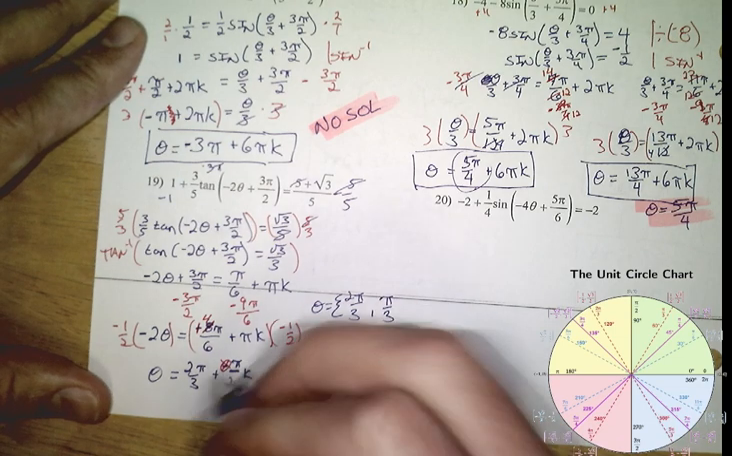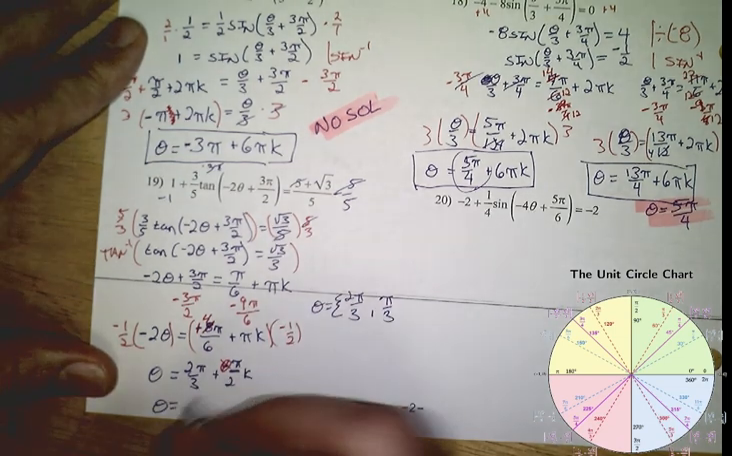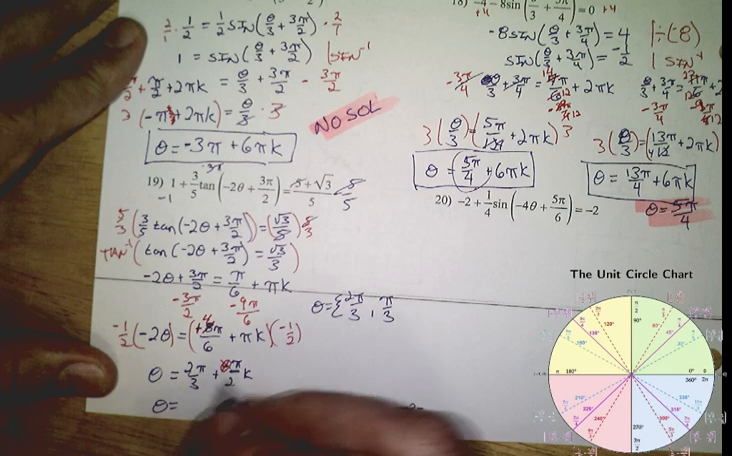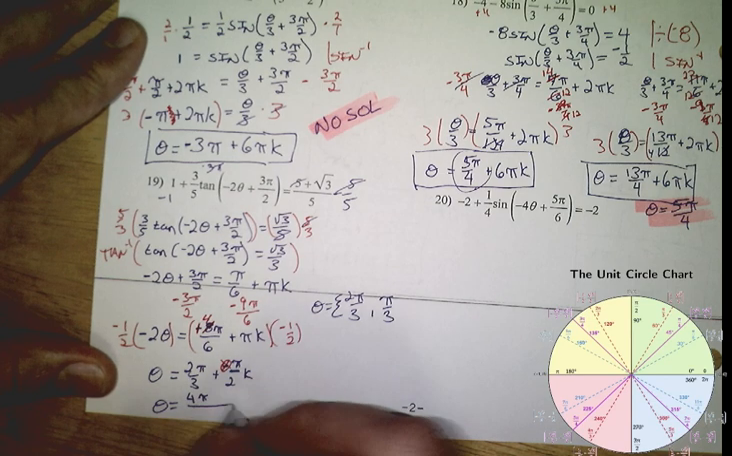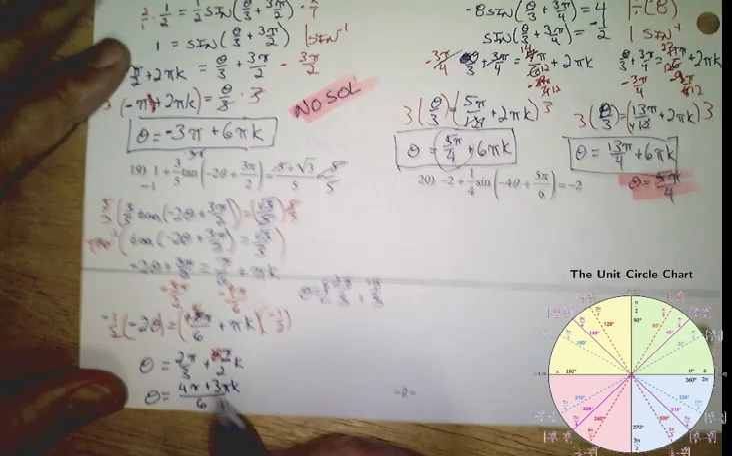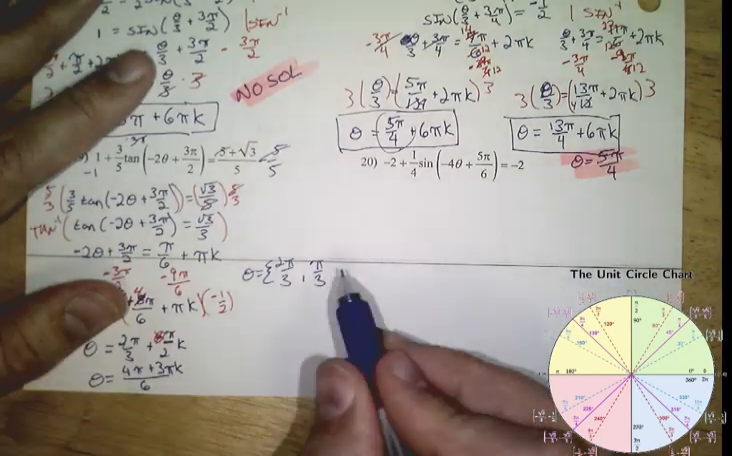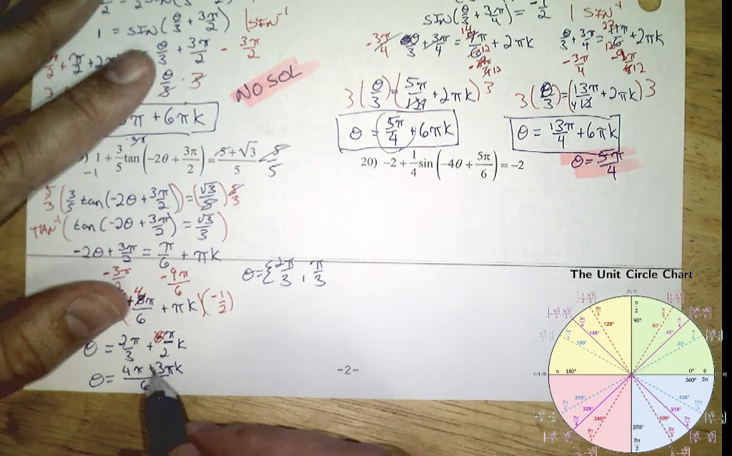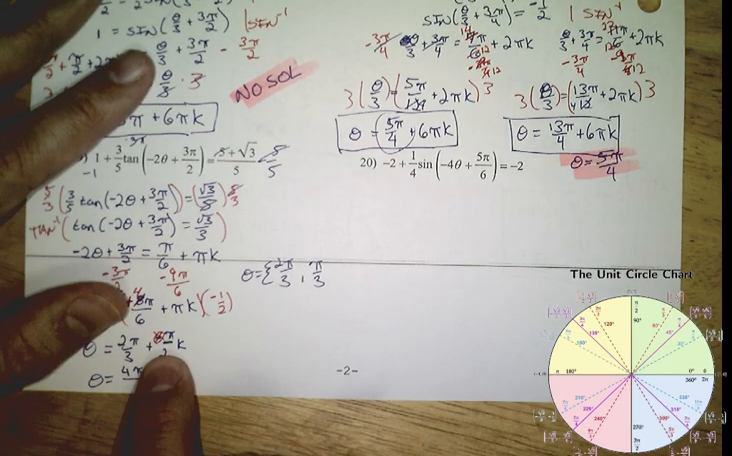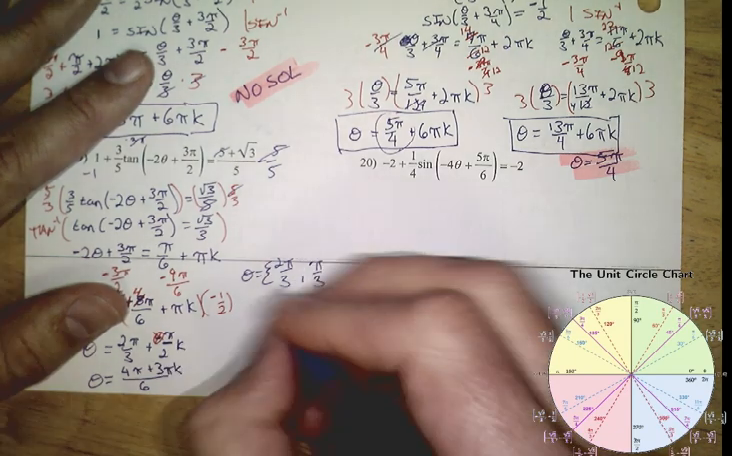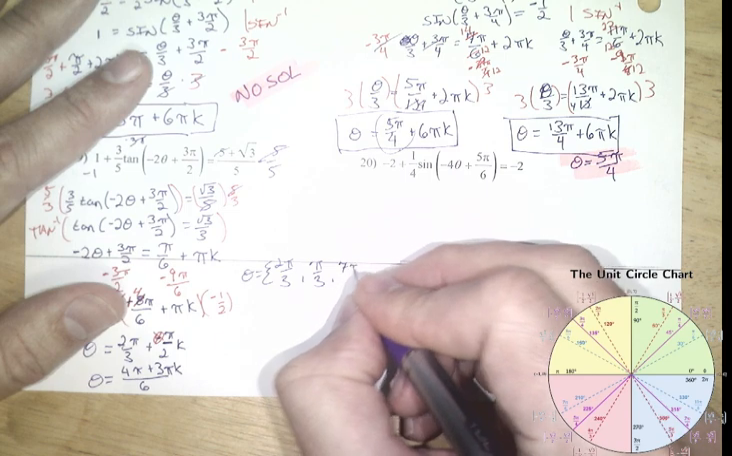Let's get common denominators real quick. This is going to be 4 pi over 6 plus 3 pi k. What we want to do here is add or subtract 3 pi and try to stay within our interval. If I subtract 3, I get pi over 3. If I don't do anything, I get 4 pi over 6, which is 2 pi over 3. If I add 3, I get 7 pi over 6, and that's small enough.